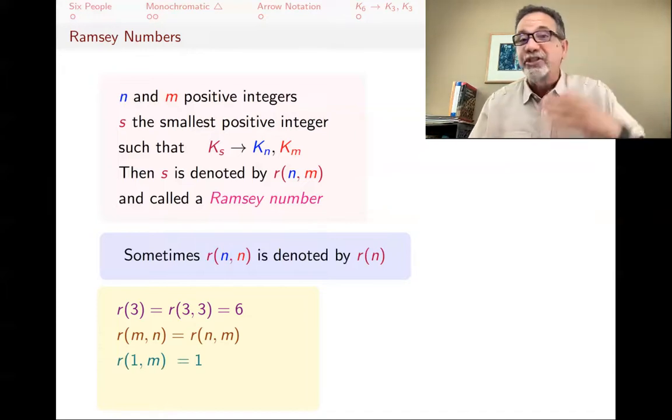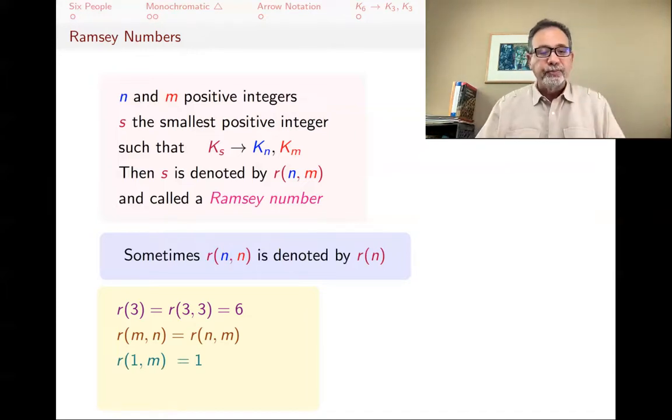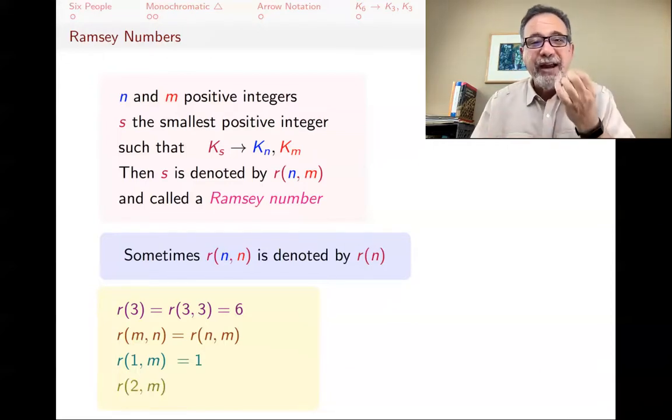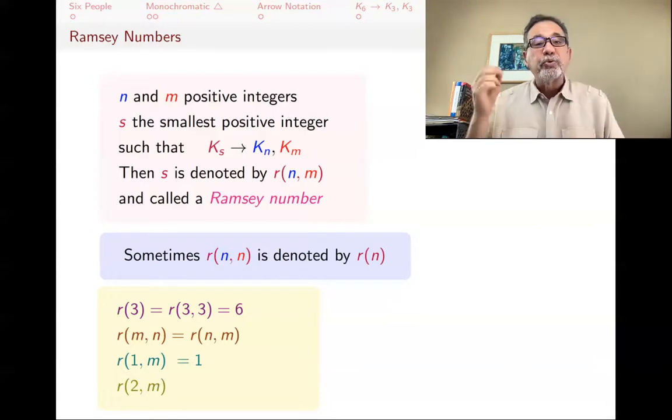So all the edges it has, which are none, are blue. Now, what about R2M? You might want to stop the video and think about what R2M is. That means: what's the smallest number such that if I take a complete graph with that many vertices and color all the edges, I'm guaranteed a blue K2 or a red KM?